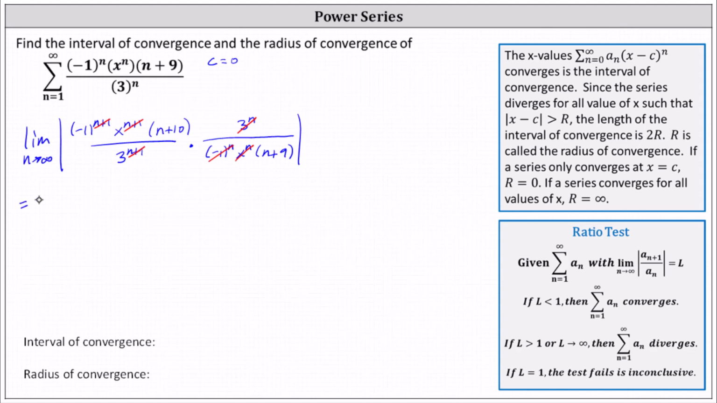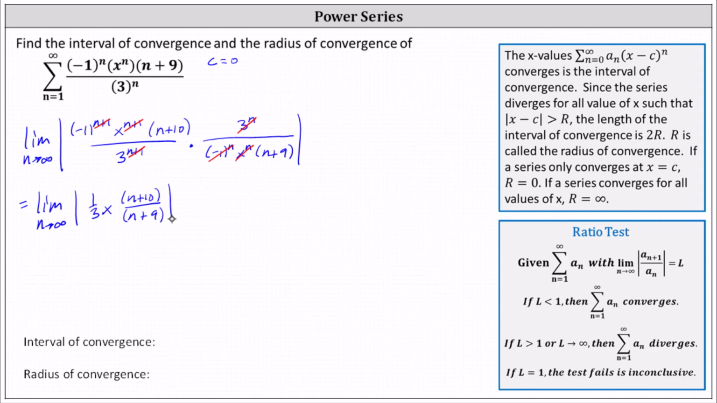Let's now write this as the limit as n approaches infinity of the absolute value of, again, we can leave off the negative 1 because of the absolute value. Let's write x divided by 3 as 1/3 x. Then we have times the quantity n plus 10 divided by the quantity n plus 9.